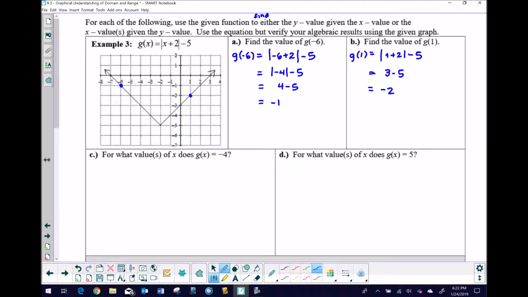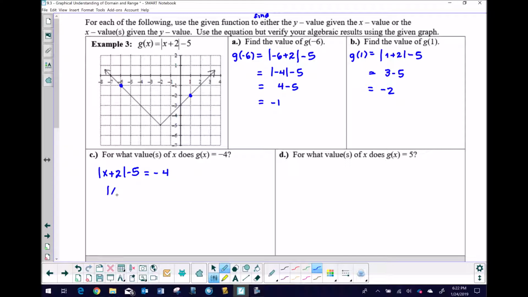For what value of x does g of x equal negative 4? So you're going to take this absolute value of x plus 2 minus 5. Again, this is the g of x expression. But now we set this whole thing equal to negative 4. And in order to solve this equation, you're going to have to go way back to the beginning of our class last year, or last semester for my students. Last year, if you're maybe a pre-calculus student watching this.